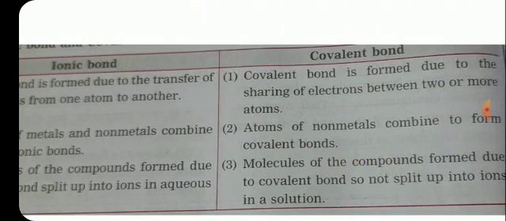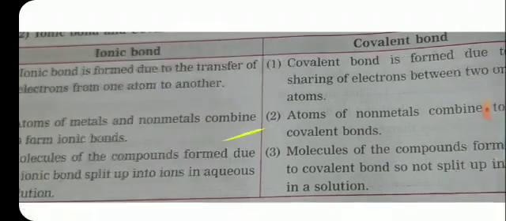Covalent bond is formed due to sharing of electrons between two or more atoms. Covalent bond is formed due to sharing of electrons, and ionic bond is formed by transfer of electron from one atom to another.